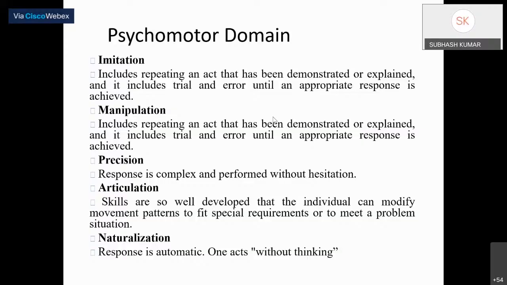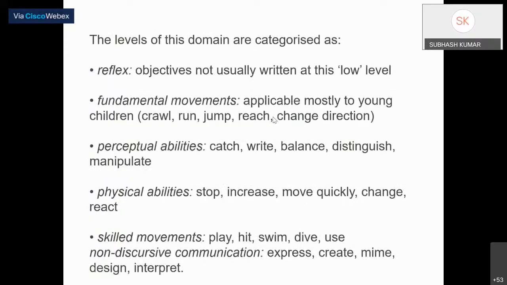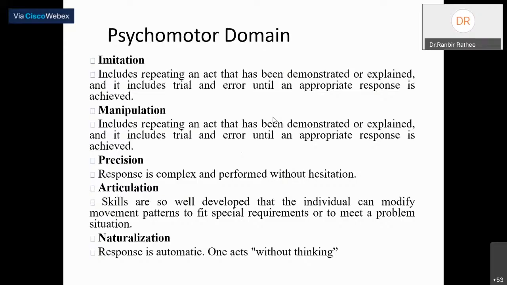I request all of you to mute your system so that there may not be any disturbance. I think everyone should mute the system so that we may not get disturbed.